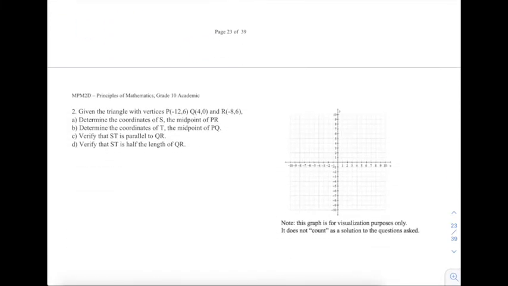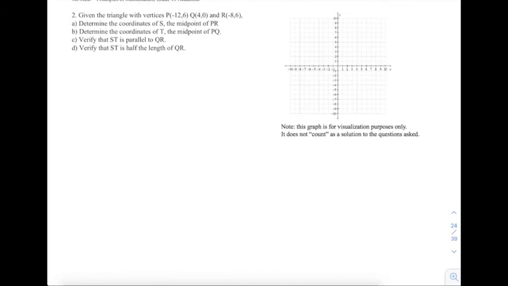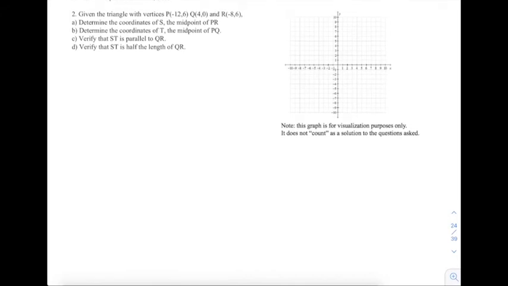Don't you have like a 33.6% chance of guessing it right? You'd be surprised. No, okay.